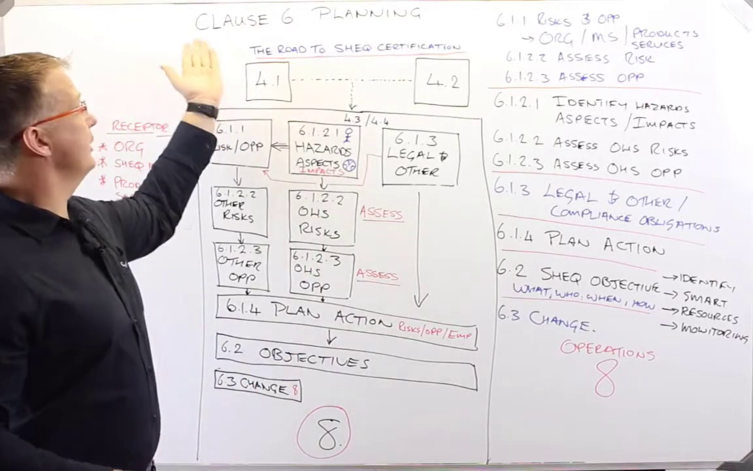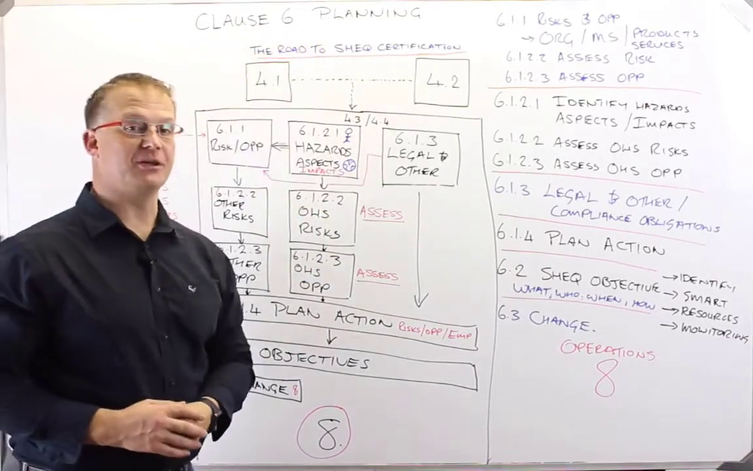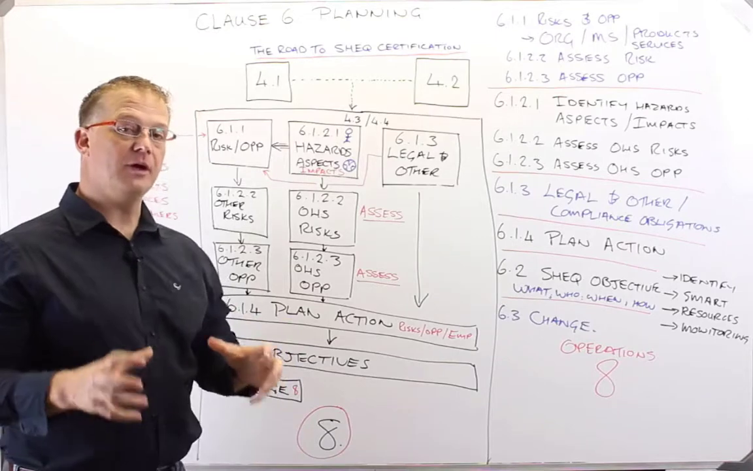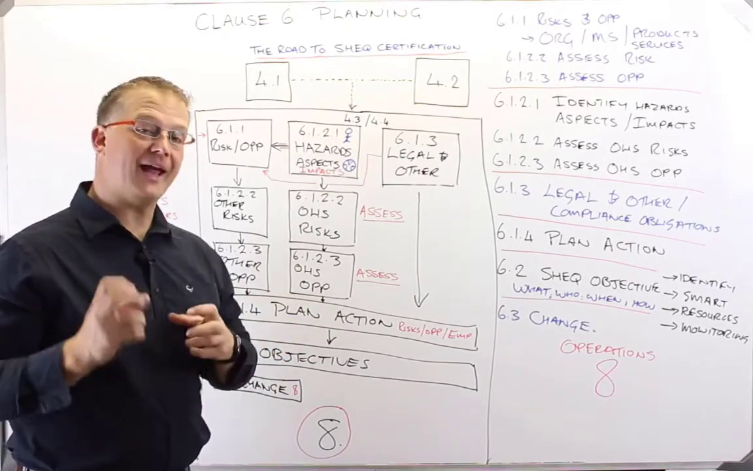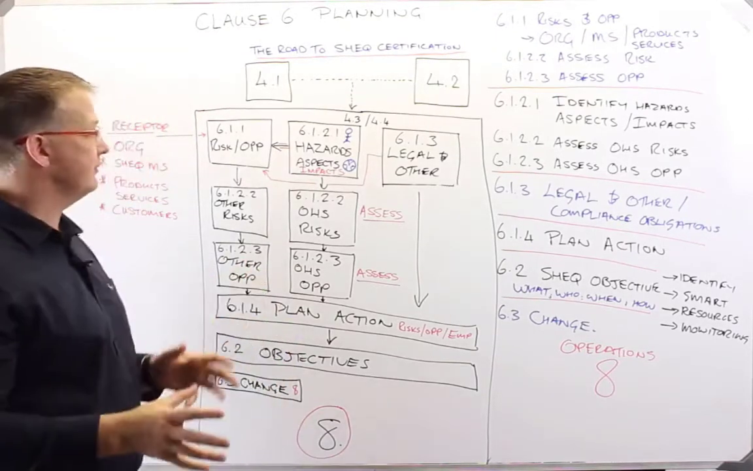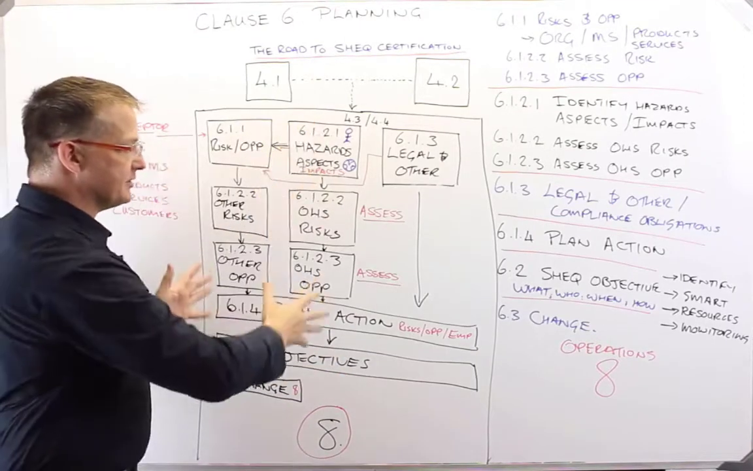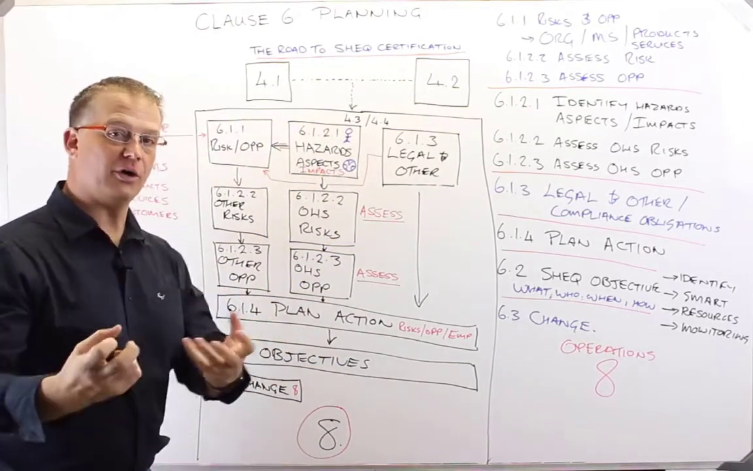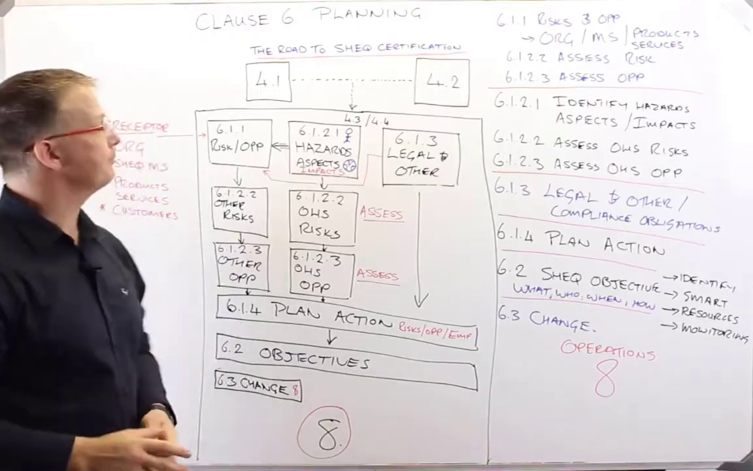In this video, we're going to be looking at Clause 6, which is entitled Planning. Now, to many people, this clause is quite complex and can be quite difficult to understand. So what we've done is we've broken it down into various different process flows, and we're going to try and explain it to you in detail.